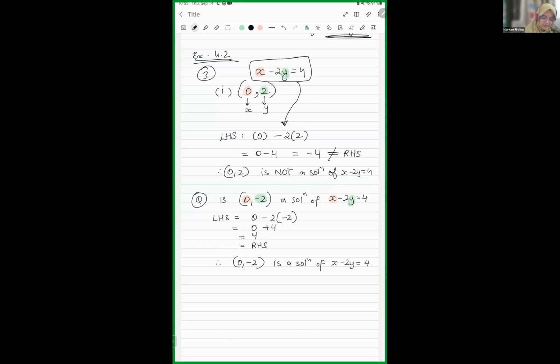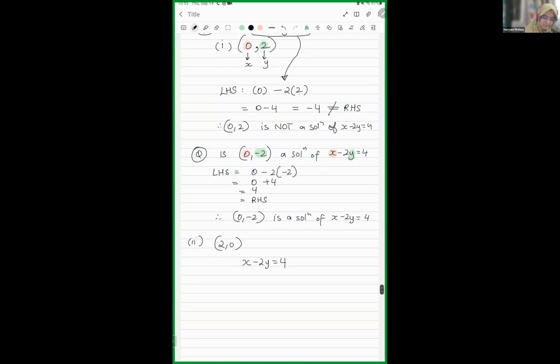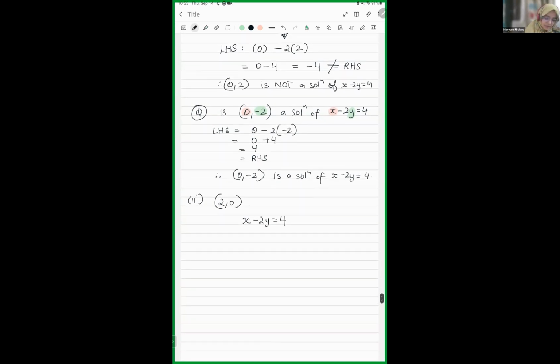Good. Now the second part of the question says 2, 0. Check whether 2, 0 is a solution of x minus 2y equals 4. Avni? Yes, ma'am. So x is equal to 2 minus 2 into 0. And what does this become equal to? 2 minus 0.